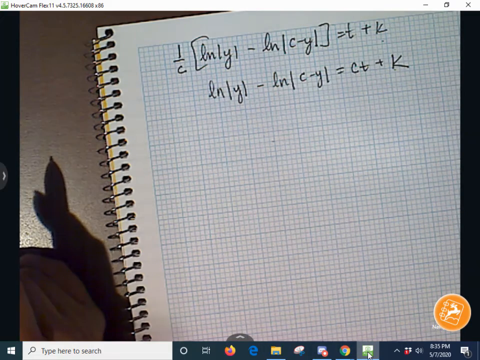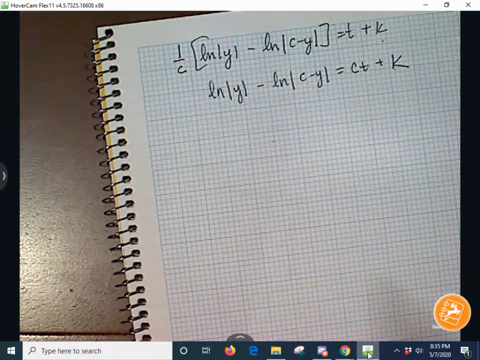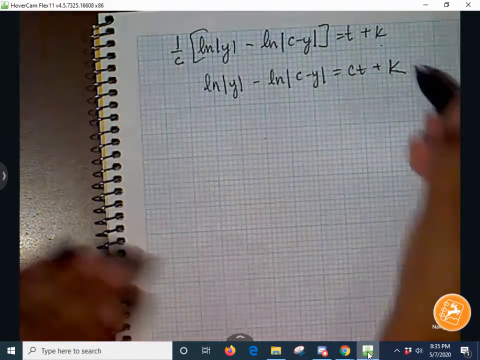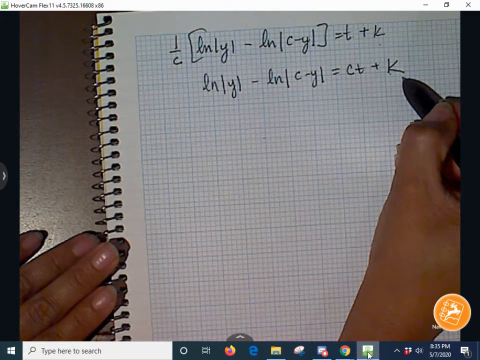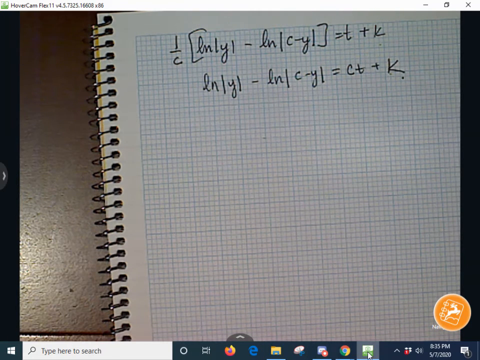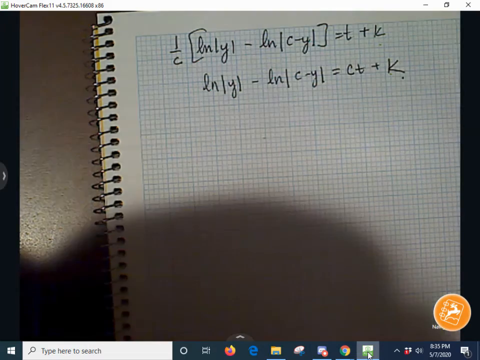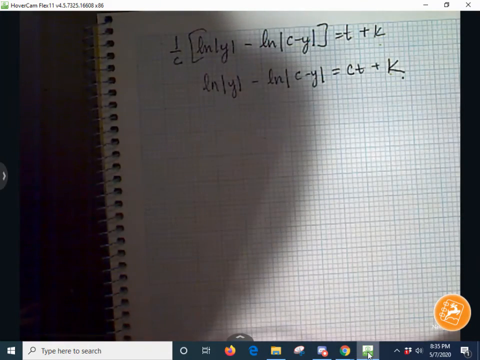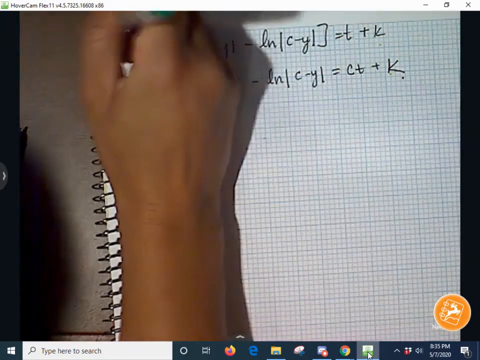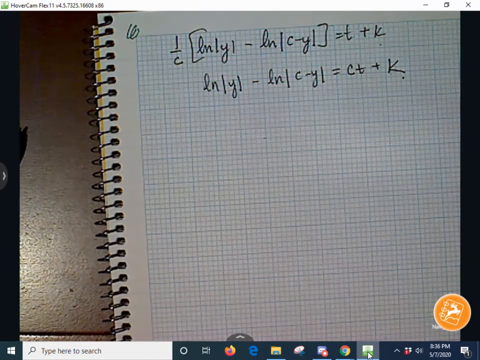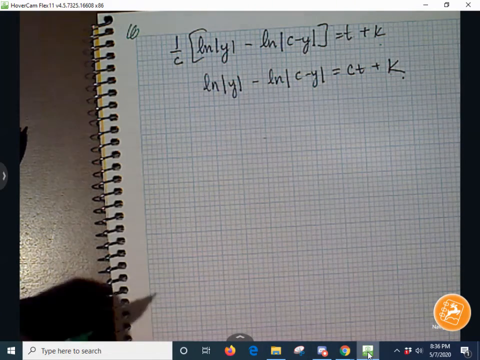Okay, and now at this point we want to solve for k. That's generally what we do, okay? And so in order to solve for k, we need to have a known point. And I'm trying to look for my other pen. There we go.